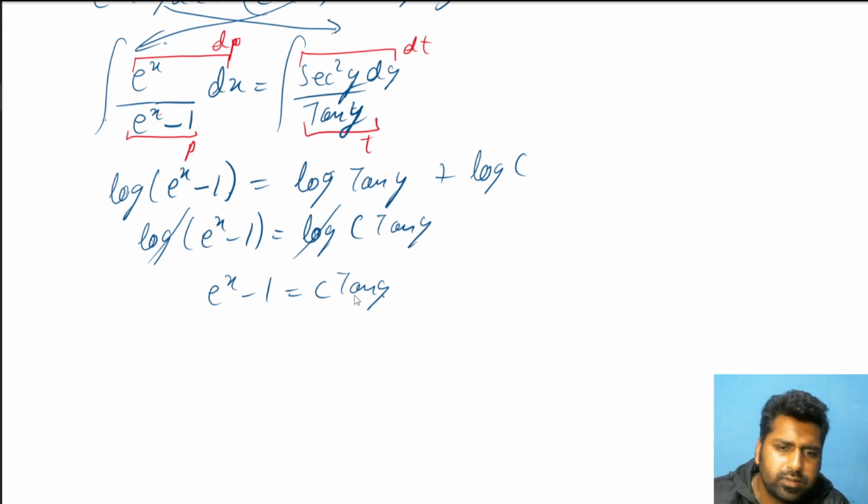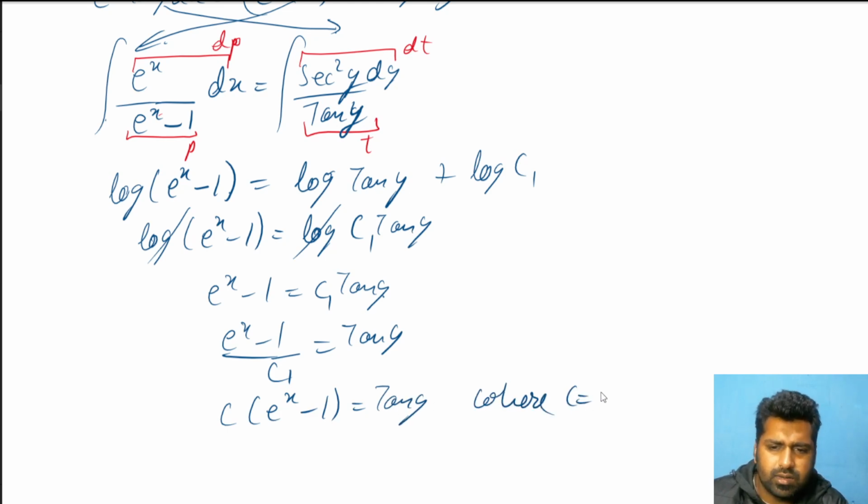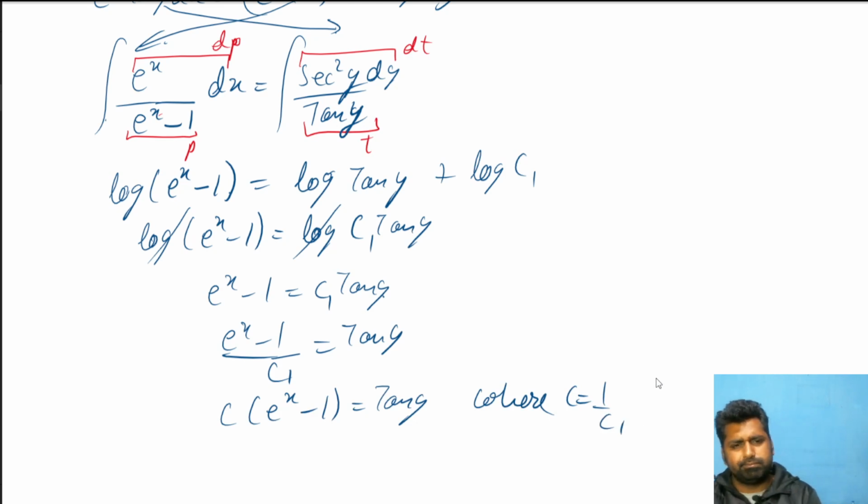Or you can take c on the other side, e raised to power x minus 1 upon c is equal to tan y. Again I told you it's better that you write constants in the numerator, so 1 by c is another constant, let's say c1. So c times e raised to power x minus 1 is tan y, where c is another constant, 1 by c1. Again writing c here won't make much of a difference.